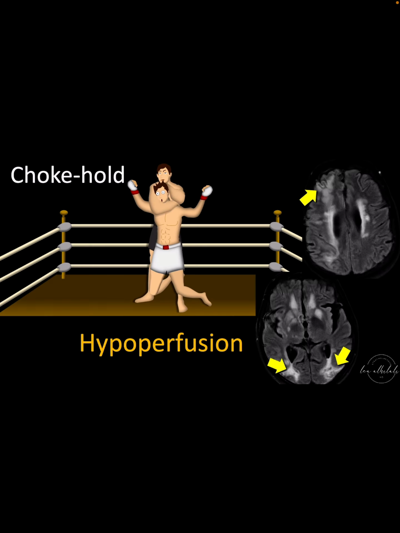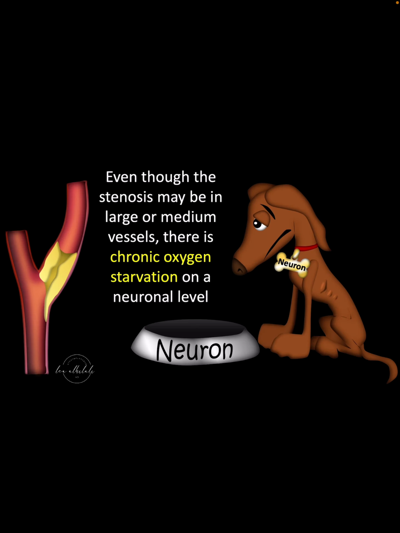So what's another way to take someone down? Well, the chokehold, right? Hypoperfusion. Signs of hypoperfusion on imaging are infarcts that are in the border zone or watershed distributions. And this is typically because there's a chronic large vessel, either ICA or MCA stenosis, or even an occlusion. But it's not just these watershed infarcts that cause the dementia. They're kind of like a macroscopic sign of the underlying microscopic disease.